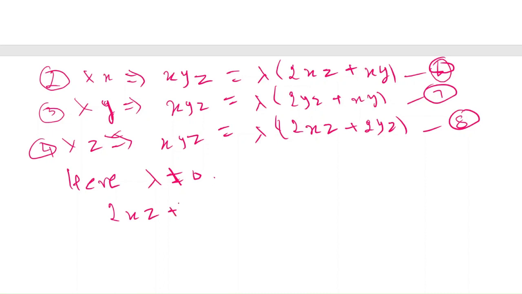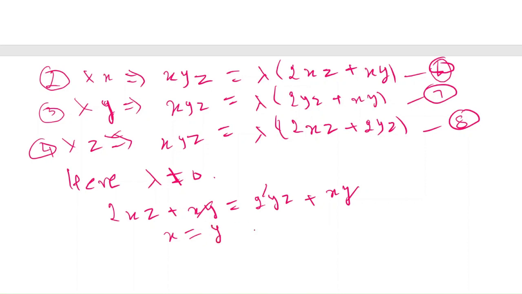So 2xz plus xy is equal to 2yz plus xy. This is from equation 6 and 7. So we can cancel this xy, this xy, and also we can cancel 2. x is equal to y.